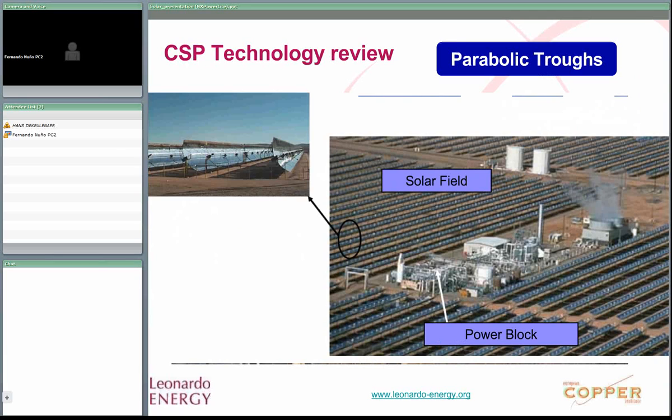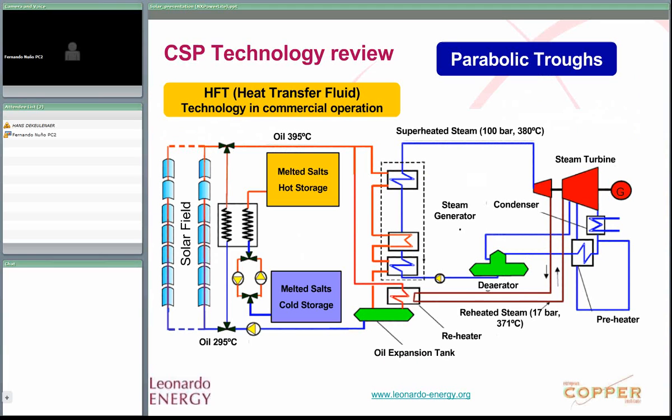The collection of solar radiation takes place in the solar field, and then the hot oil is sent to the power block, where usually a Rankine cycle is used. This scheme shows more clearly the technology in commercial operation today, which uses a heat transfer fluid. The solar field collects the heat through oil heated up to 400 degrees.